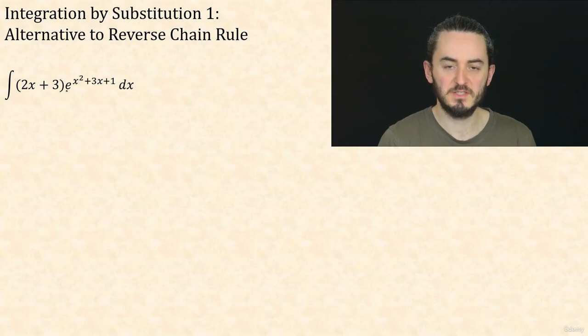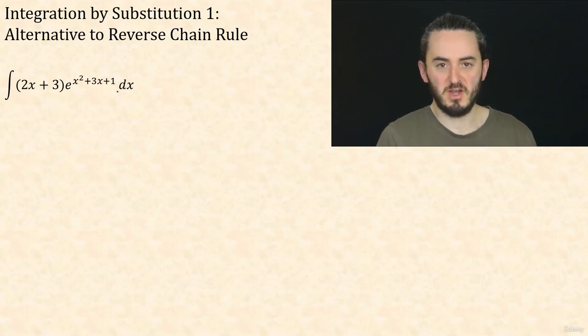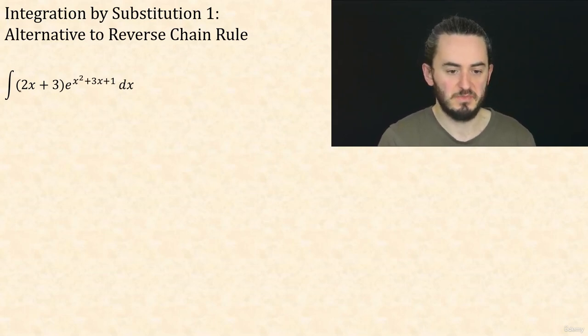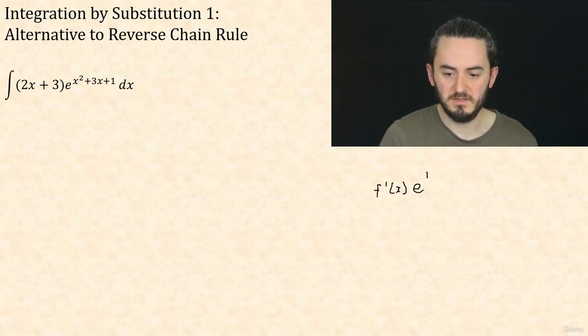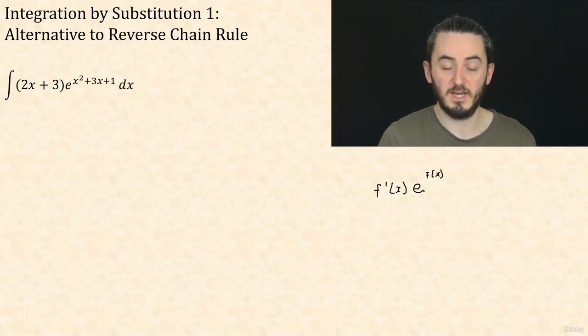Alright, so take a look at this integral here. We're going to try to integrate 2x plus 3 times e to the x squared plus 3x plus 1. Now, the sharp-eyed among you might notice that this here, 2x plus 3, is the derivative of the power we have up here, which means it is exactly in the form f dash of x e to the f of x. Now, that means that we could actually just use reverse chain rule.